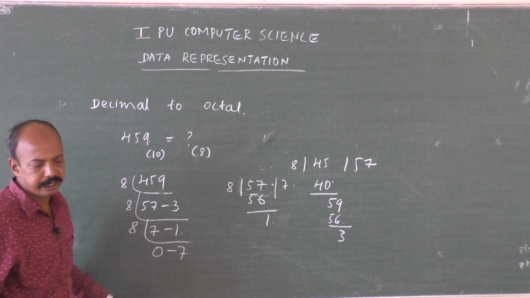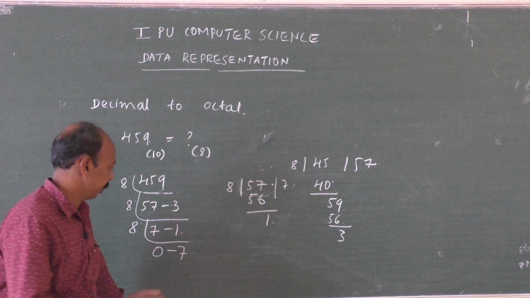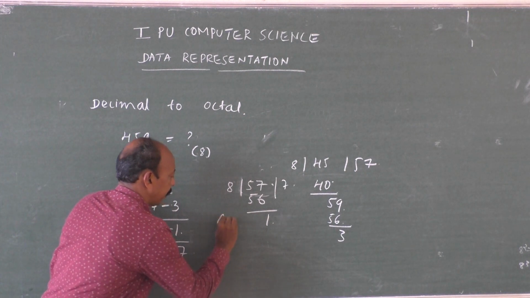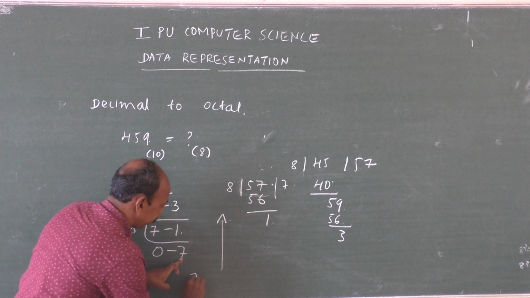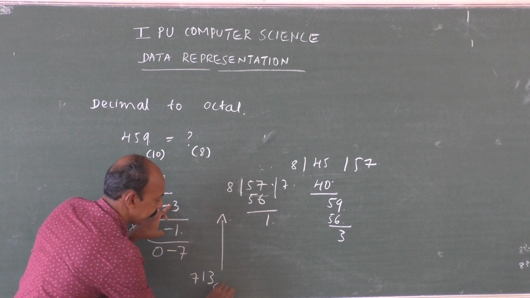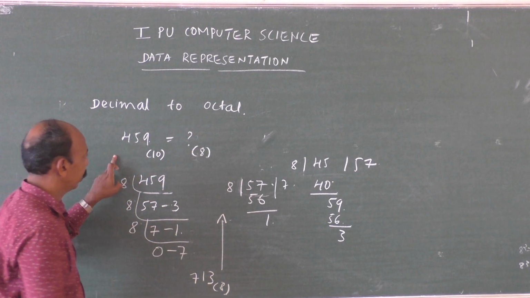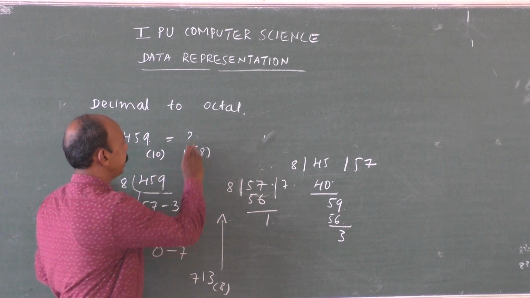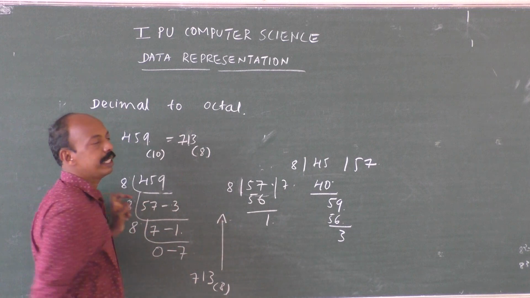So what we have to do now? The same procedure that we have done with respect to the binary, decimal to binary. Bottom up. So what is that? 7, 1 and 3 to the base 8. So what we can write? 459 is equal to 713 to the base 8.